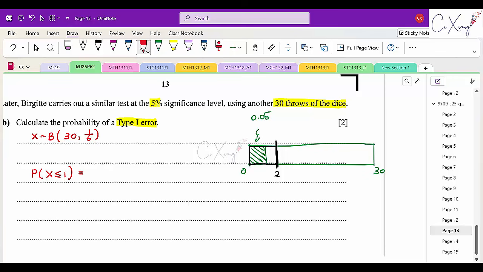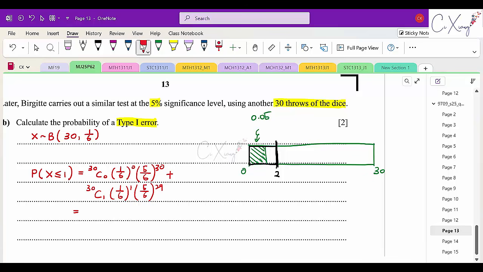To get x smaller equals to 1, I'm having x equals to 0. That means 30C0, 1 over 6 power 0, 5 over 6 power 30. Then 30C1, 1 over 6 power 1, then 5 over 6 power 29.